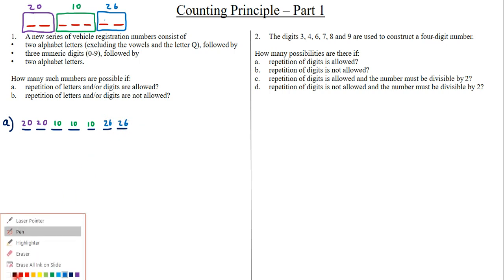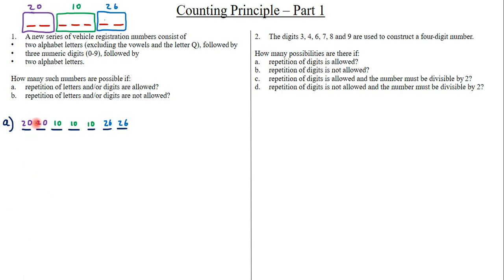Then our answer will basically be multiplying all of these numbers here. So I'm going to multiply all of this together, and that's basically the number that we're going to get as our answer right here. So let's go ahead and go into the calculator.